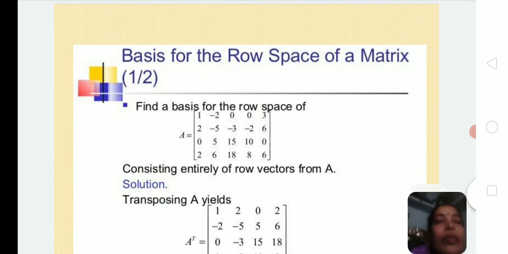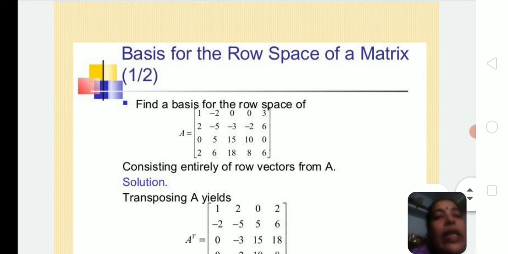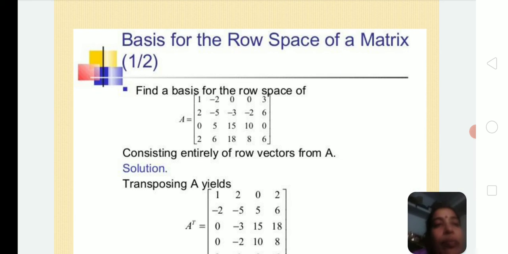Basis for the row space of a matrix. Find a basis for the row space of A = 1 -2 0 0 3, 2 -5 -3 -2 6, the third row is 0 5 15 10 0, and the last row 2 6 18 8 6, consisting entirely of row vectors from A.